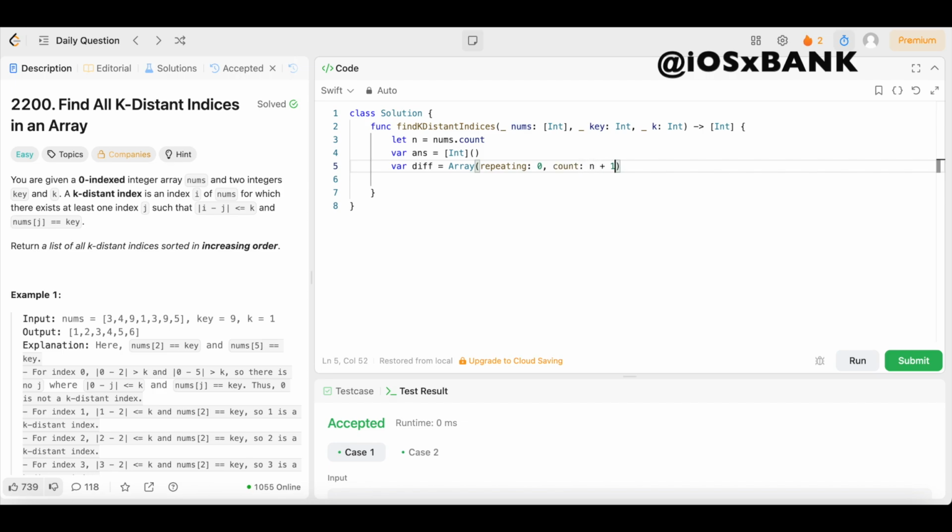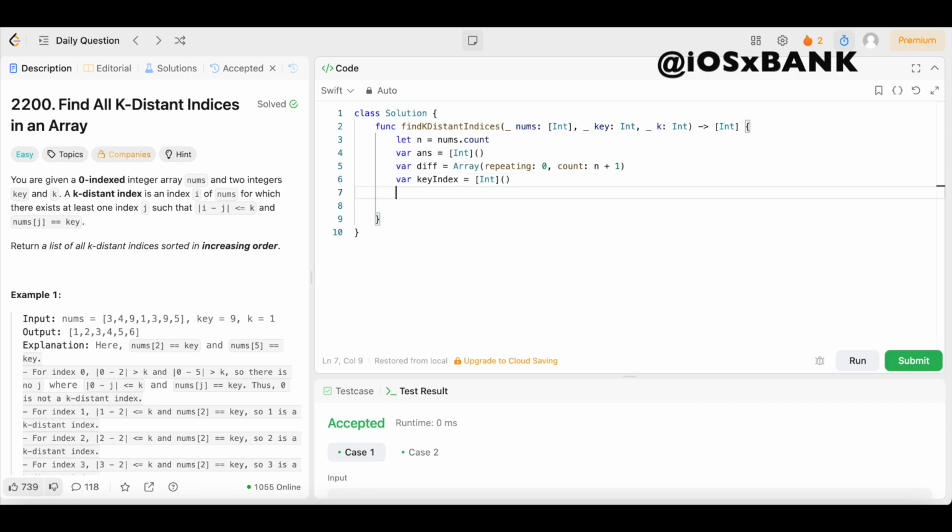Just like that. Now we need a variable to store all indices where nums[i] is equal to the key. So we'll declare a variable called keyIndex, and set it equal to an array of integers, and outside of that, put the parentheses. Then we're going to create another variable which will be used to accumulate the difference array. We call this one running, and we'll set that equal to 0 to start.